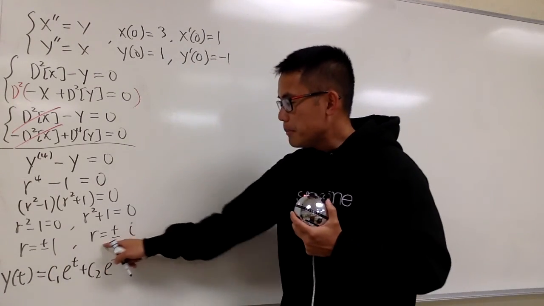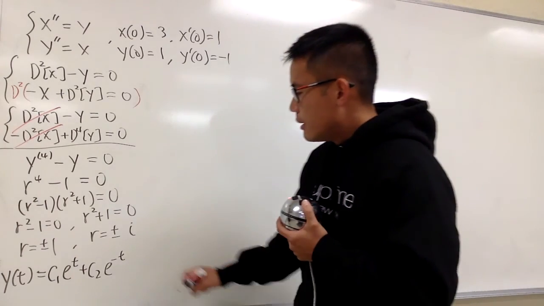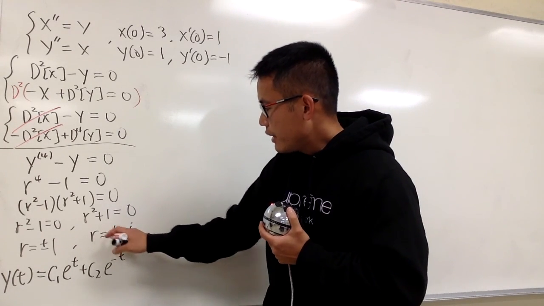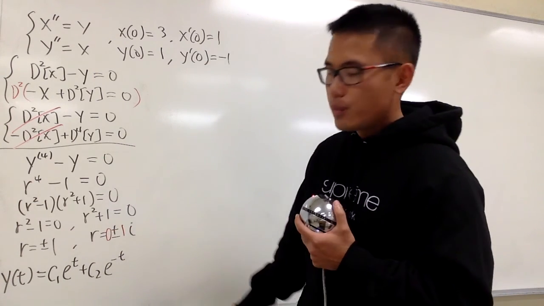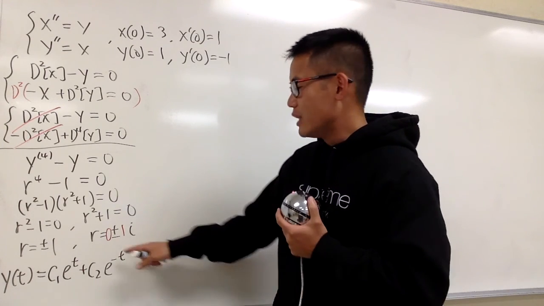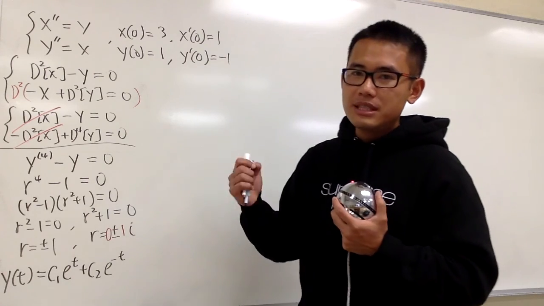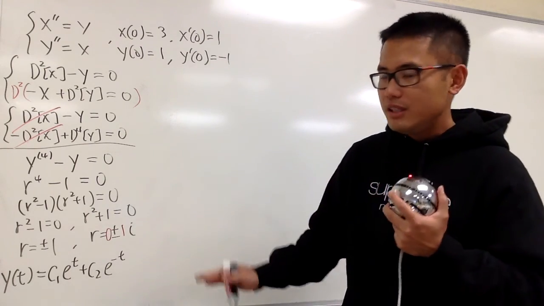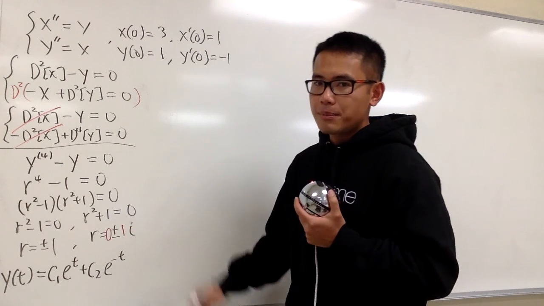But once you have complex values for the r, you'll end up with sine cosine. And this is r equal to 0 plus minus 1i. Well, we don't have any e to the whatever part because the real part in here is 0. So e to the 0 times t is just 1. So we don't have e to the whatever part right here. We do have sine cosine part though.